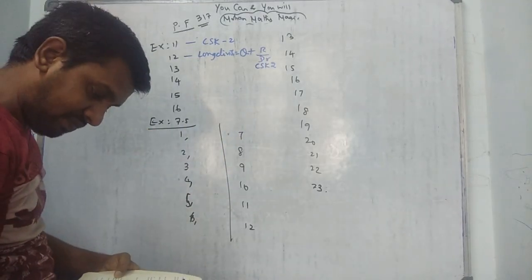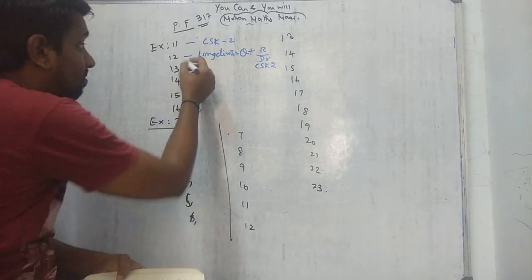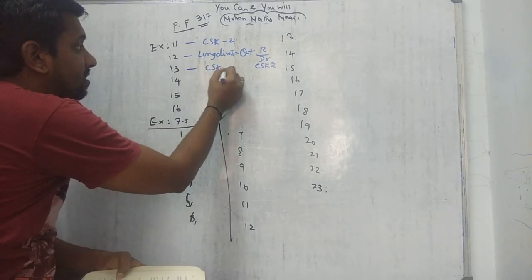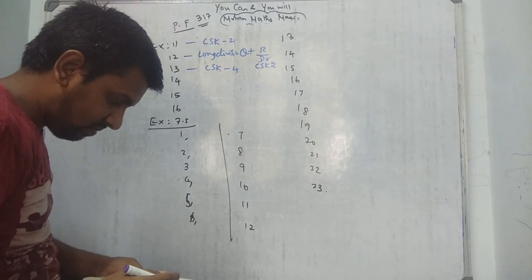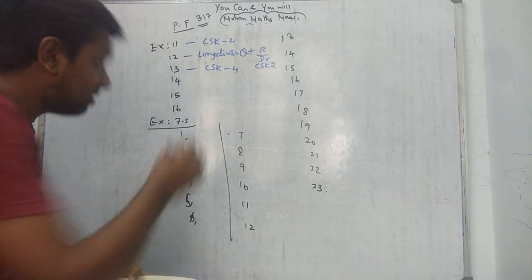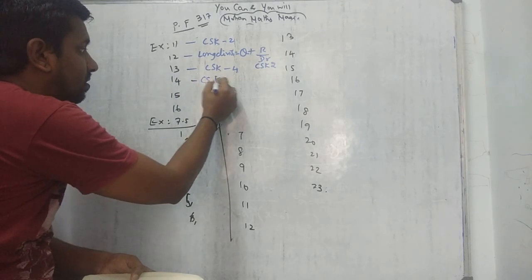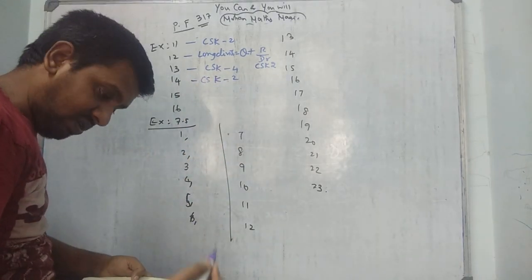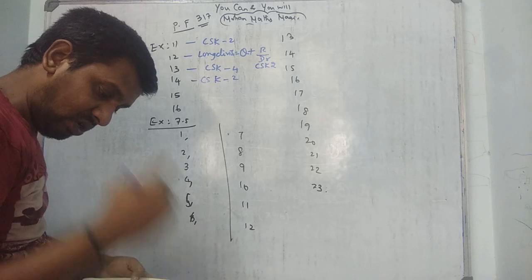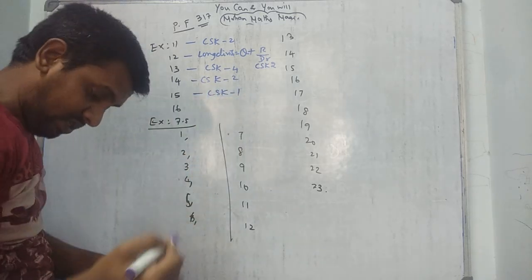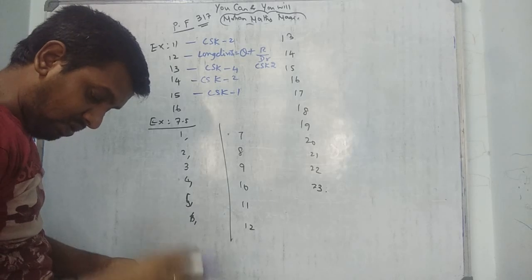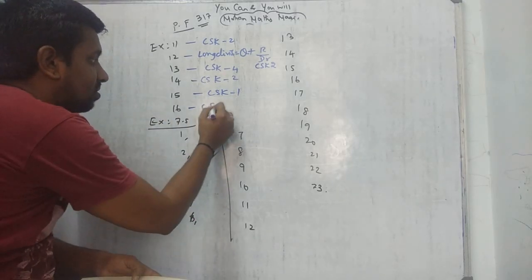Then 13th sum. Whole square and a single term, that is CSK4. And denominator 2 brackets, CSK2. Example number 15. Denominator single whole square, single whole square is CSK1. 16th sum. Whole inside square. So CSK5.